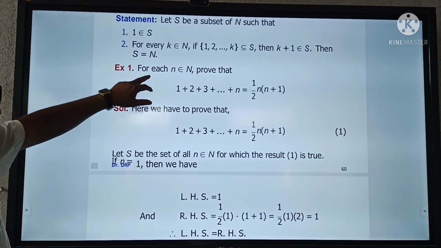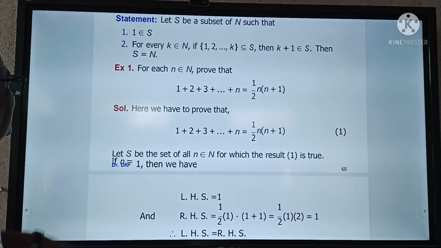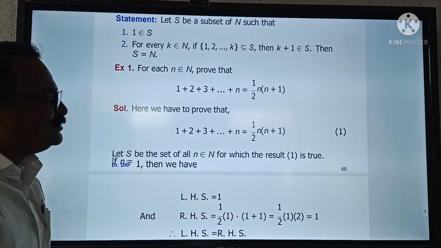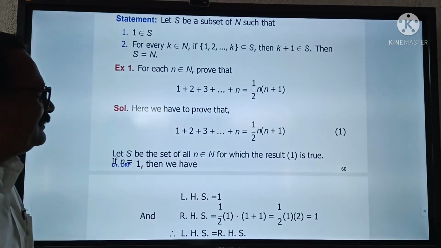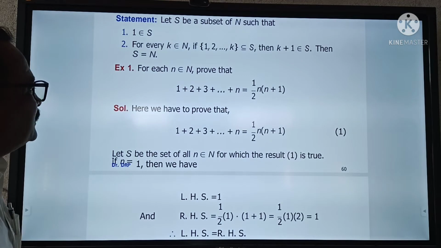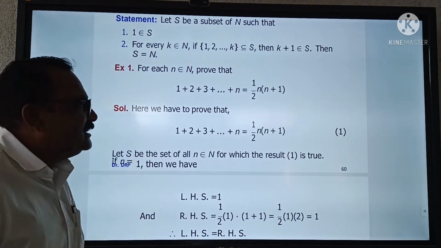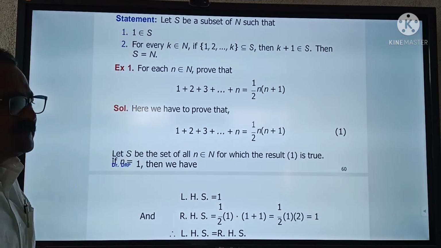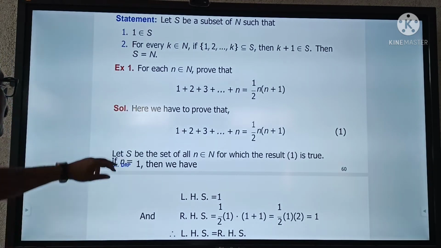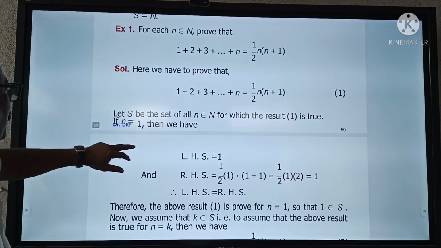Here is an example: for each n belongs to N, prove that 1 plus 2 plus 3 up to n is half of n into n plus 1. We know that the sum of the first n natural numbers is n into n plus 1 upon 2. How to prove it using the principle of mathematical induction, we have to learn here. So we have to prove this.